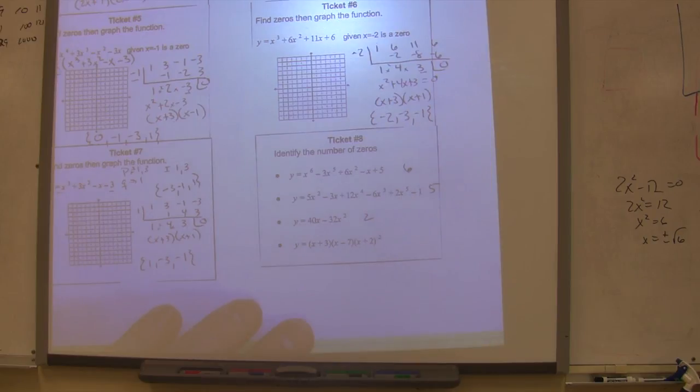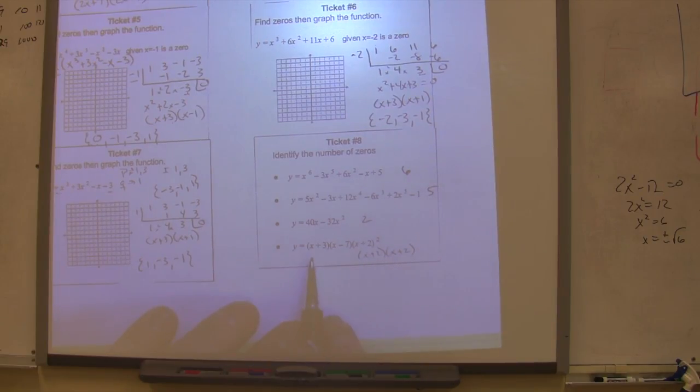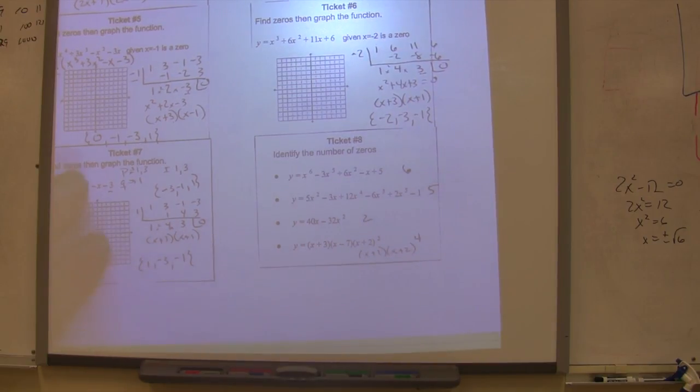So we have 2. Now this one's a little bit different, because this x plus 2 squared would give me x plus 2 times x plus 2. But remember, how many? We have 0 here, 1 here, and we have 2 here, so we know we have 4 zeros. Okay, without even having to multiply that out.